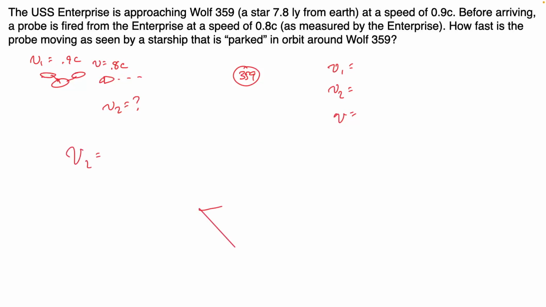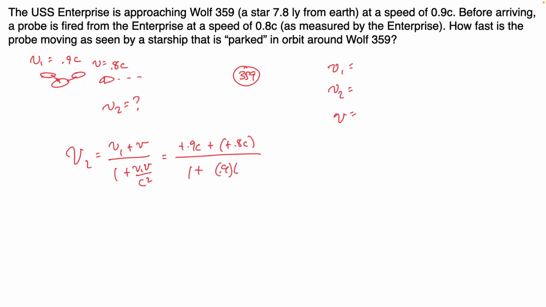I gave you the equation for V2. It's V1 plus V, all over 1 plus V1 V over c squared. So that's going to be V1, positive 0.9c, plus a positive 0.8c, over 1 plus 0.9 times 0.8. I'm being very careful by explicitly stating my signs here, because I want to be able to go back and see if I messed up somewhere, maybe in a sign. The c's disappear, and I get positive 0.988c.